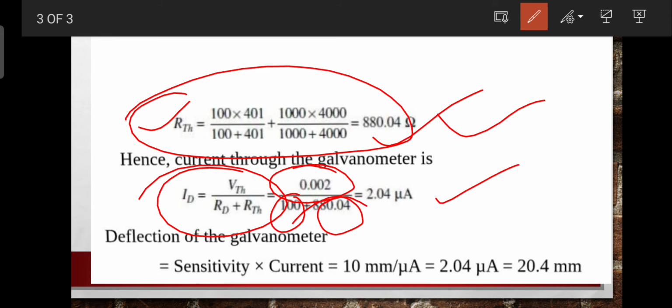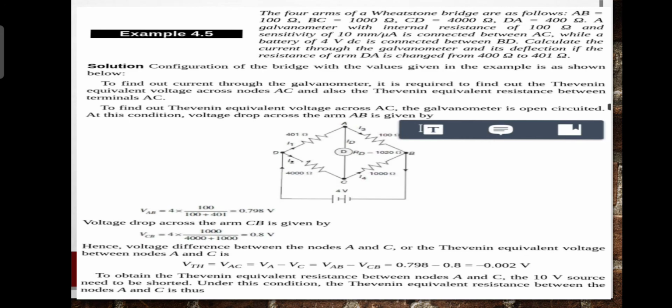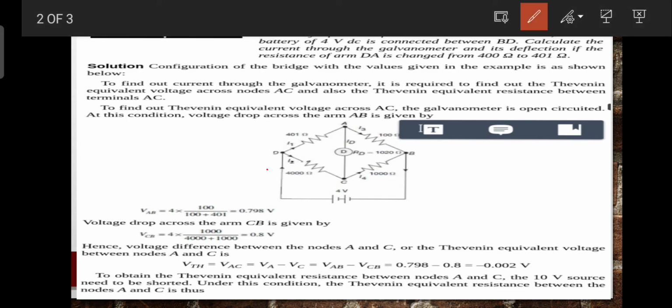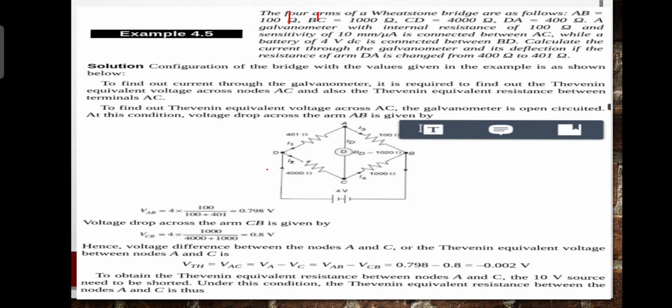And it is asking about the deflection of the galvanometer. Our formula says that the deflection of the galvanometer is equal to sensitivity into current. The sensitivity is given in the question. Here is the sensitivity: 10 millimeter per microampere is given in the fourth line. See properly, in the fourth line, 10 millimeter per microampere is the sensitivity of the galvanometer.